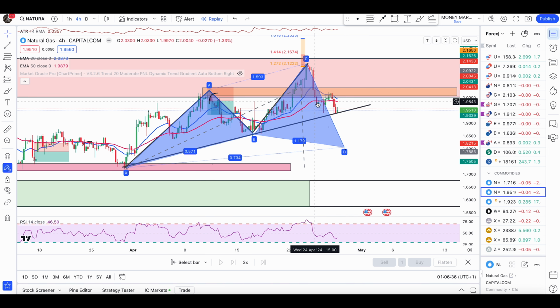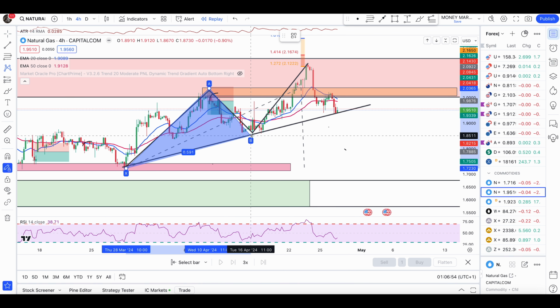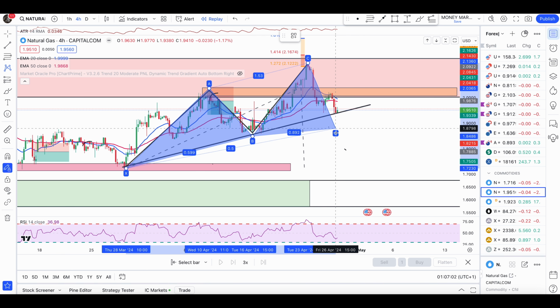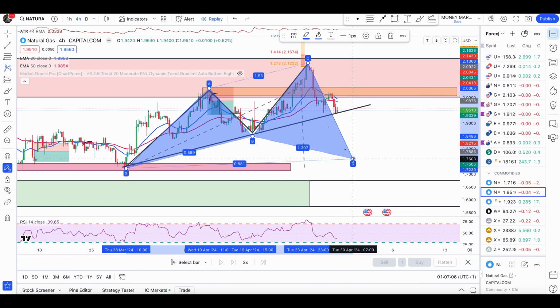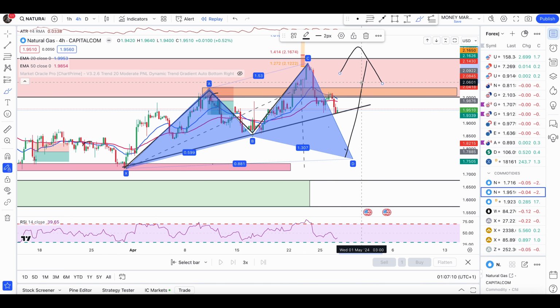And right here, if you see with our extension level, how nicely this pattern has formed. If you look here from point X to point A to point B, right? Point B to point C, and then we are heading towards point D. That is how this pattern will complete, from where we're going to look for our entry. So that is what I'm looking at in regards to this pattern.